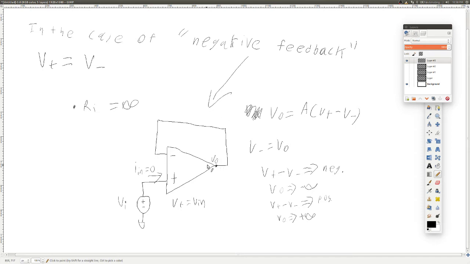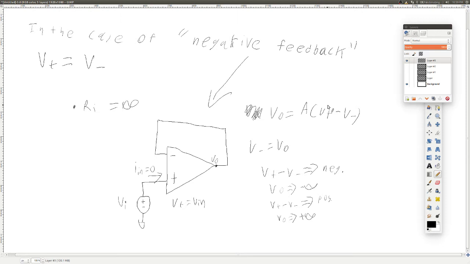The idea that you can use an op amp and take V out and supply it back to V minus to create a stabilized circuit where V plus is equal to V minus. The opposite is positive feedback, which you're basically never going to do. Positive feedback is a problem because, as we just talked about, going in one direction will cause V out to go in the other direction. It's exactly the opposite with positive feedback.